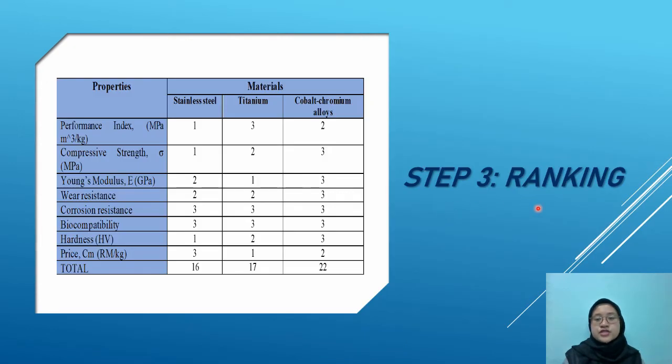Next, step 3 is ranking. Here are the ranking materials to choose the excellent and best material for the design. As we can see, the value of the cobalt chromium alloy is the highest. So the best material to be chosen is the cobalt chromium alloy, because titanium and stainless steel have a poor wear resistance compared to the cobalt chromium alloy.